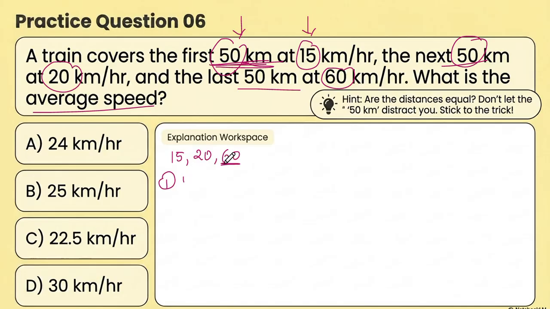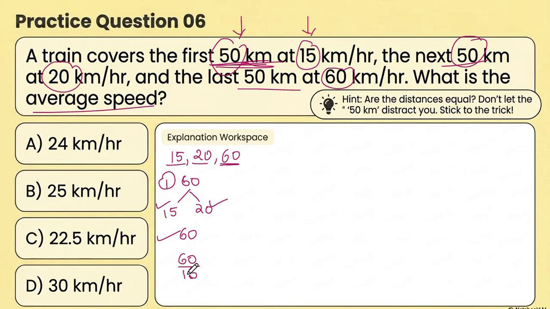So the biggest number is what? 60. Now check 15 and 20. So 15 divides 60, yes. 20 divides 60, yes. So that means 60 is our LCM. First part is over. Second part, find out the total time. So LCM upon the speed of all these three parts.